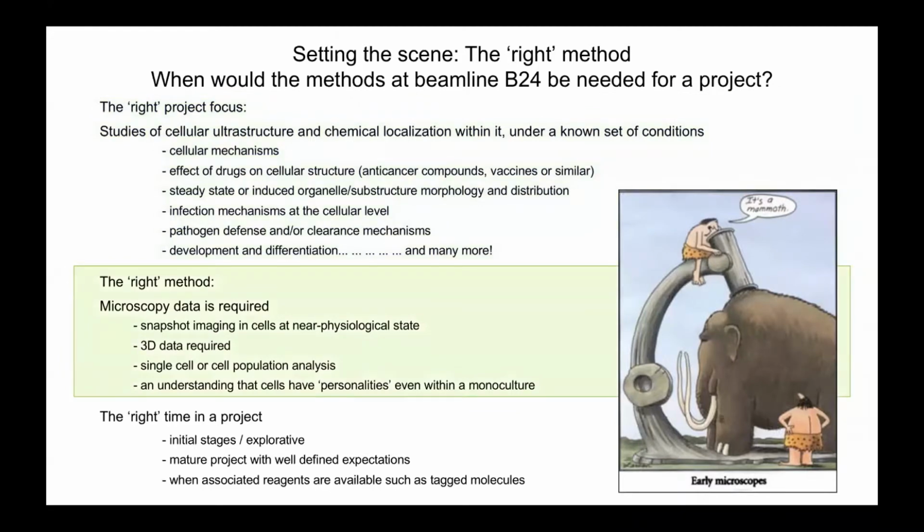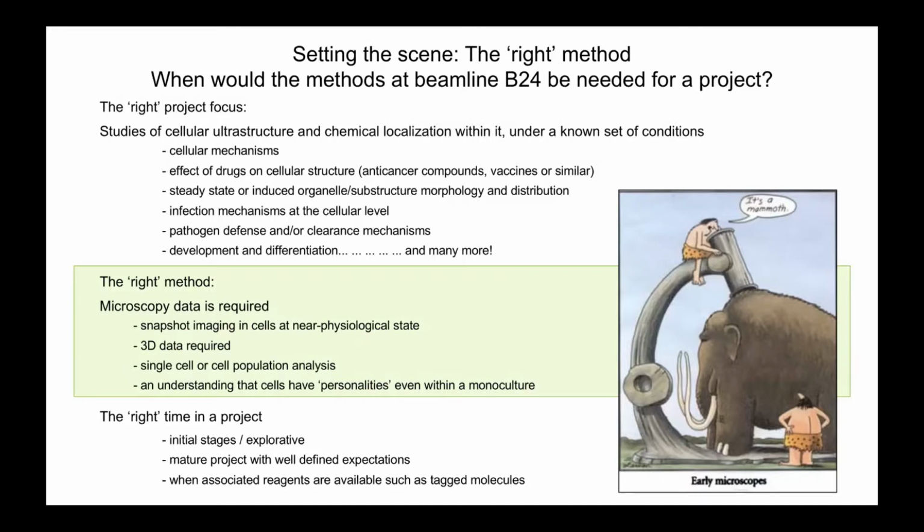Then these projects need to require our method. So our method needs to be the right method for that project. So in general, whenever microscopy data is required, but with some conditions. The project needs to be able to benefit from snapshot imaging. As I'm going to mention in a little while, the samples that we look at, we fix them through plunge freezing, through vitrification. So we freeze them very rapidly without destroying any of the fragile cellular structures. But that means that we cannot witness dynamic processes bar snapshotting, freezing at specific times. So if the project requires dynamic live imaging, certainly we cannot help with that.